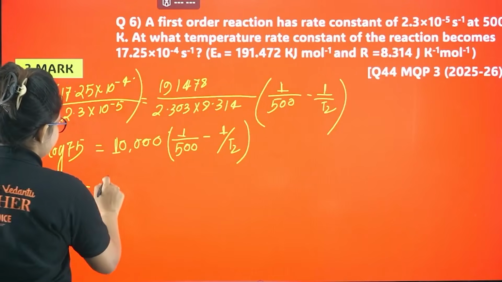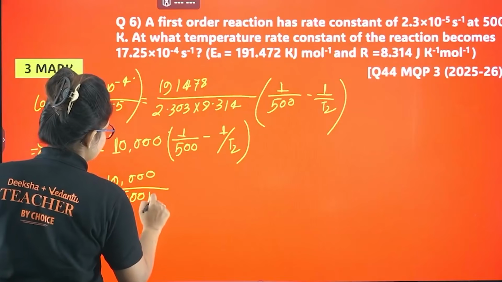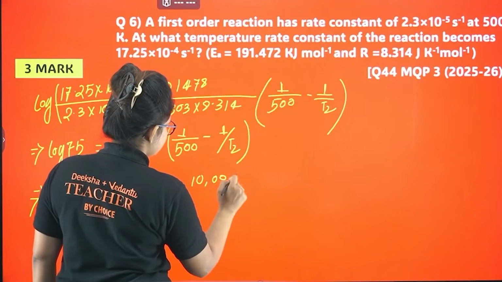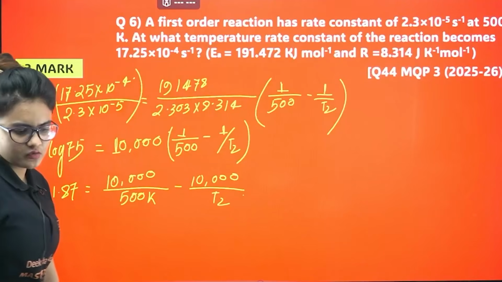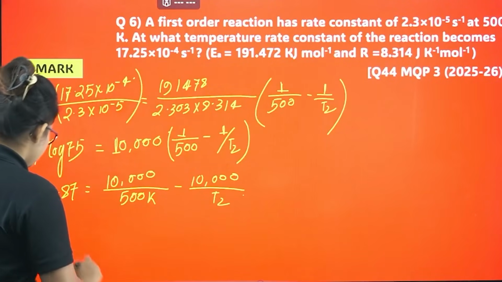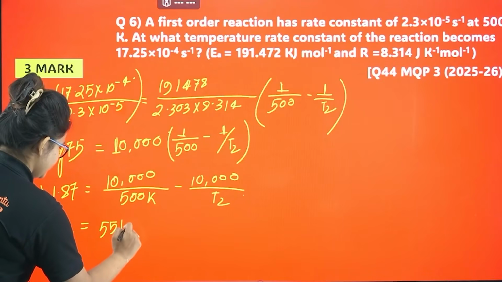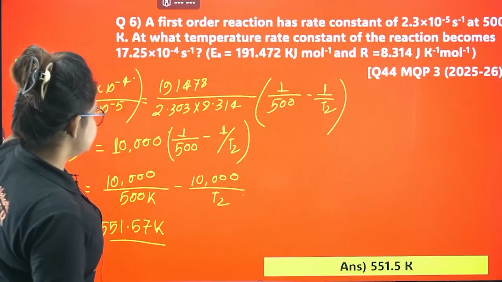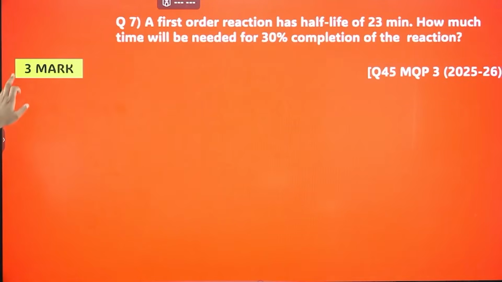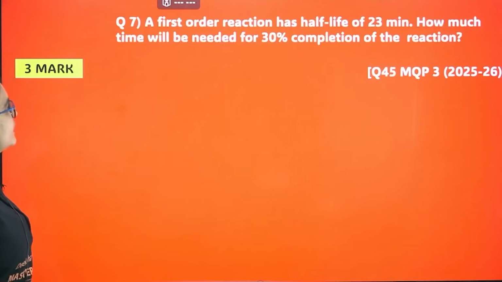Equals to, if I just simplify, 10,000 by 500 Kelvin minus 10,000 by T2. I am not going to do further simplification, you can do this from here. T2 you will get something 551.57 Kelvin. I guess this is clear to you. Let's proceed. A first order reaction has half-life 23 minutes. How much time will be needed for 30% completion of the reaction?